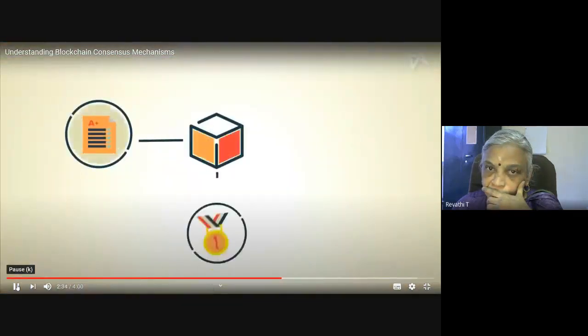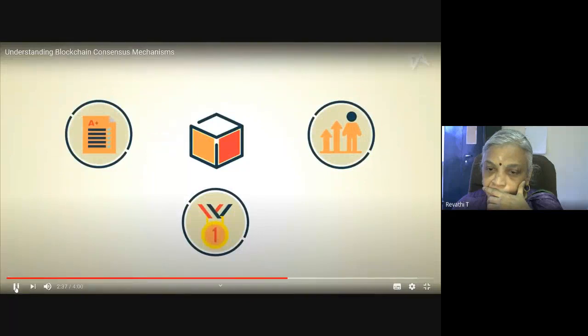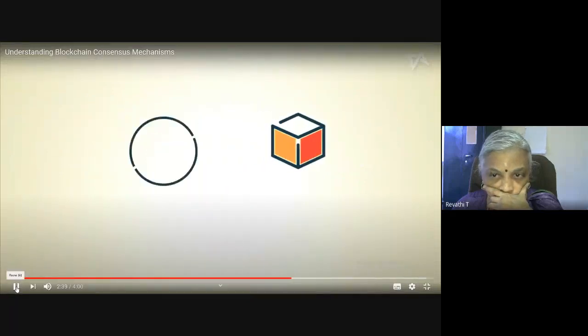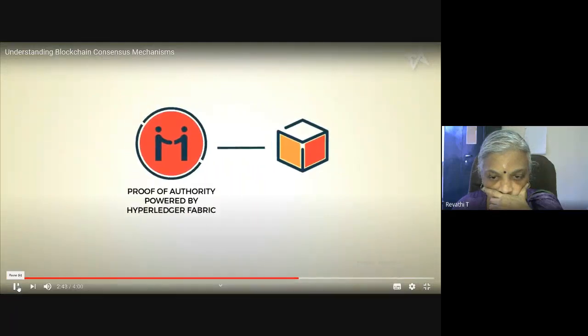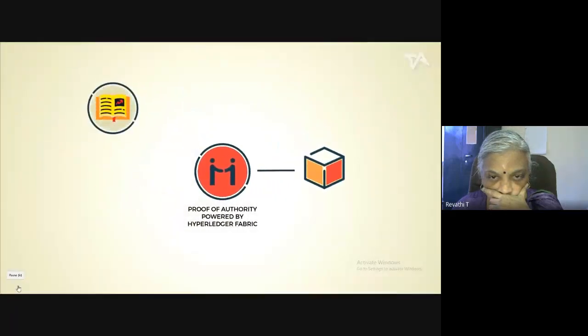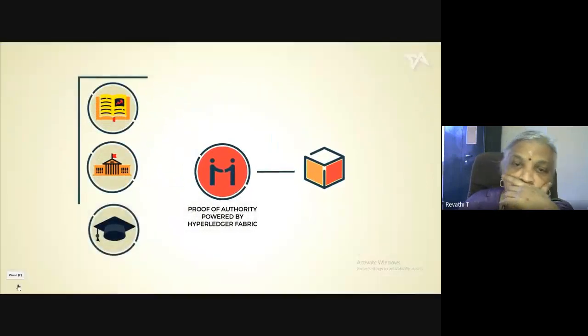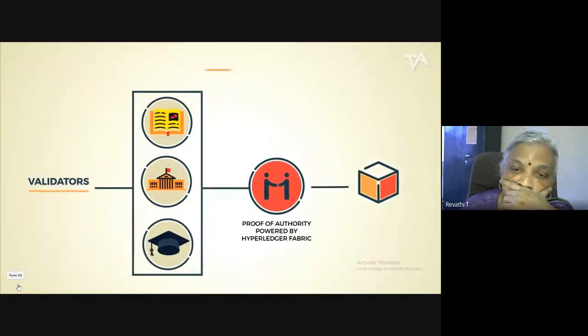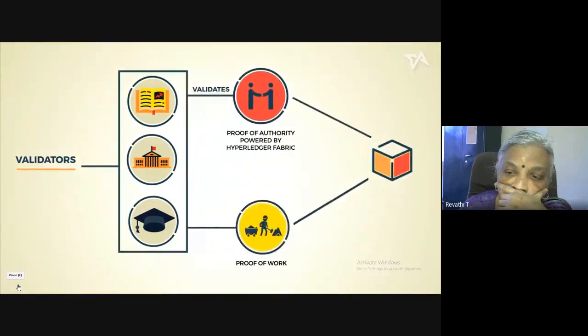Data such as students' academic, extracurricular, and personality profiling records are stored on the blockchain and potentially validated by a proof of authority framework powered by Hyperledger Fabric. Validators in this instance are reputable educational institutions or even national registrars and respective ministries of education. This helps ensure that all student data is trustworthy. But who will work for free? Proof of work consensus thus comes into play to reward validators who have performed work.